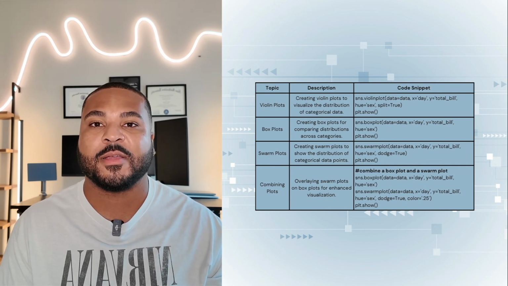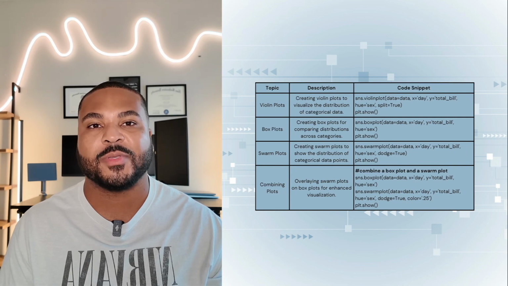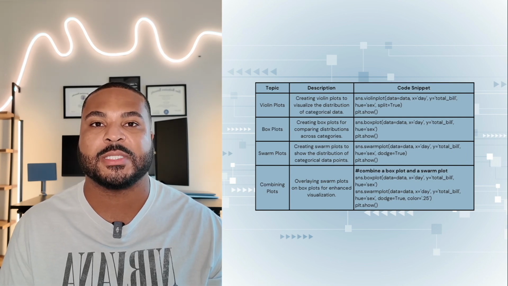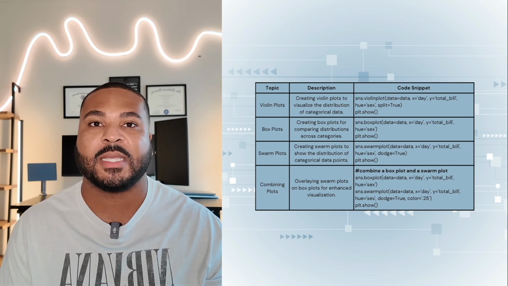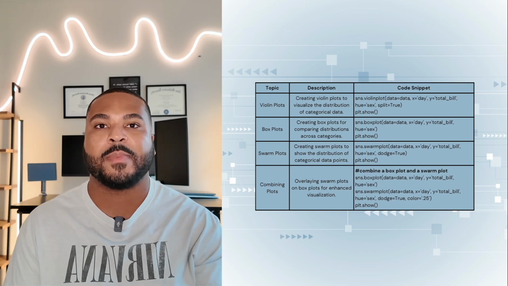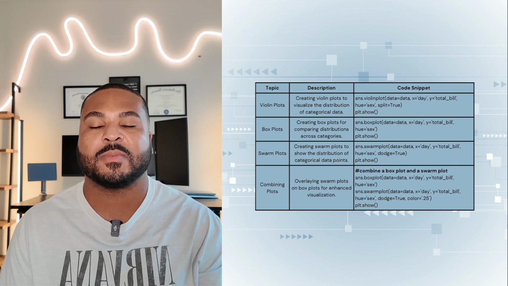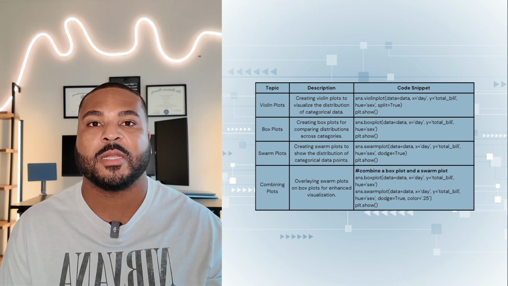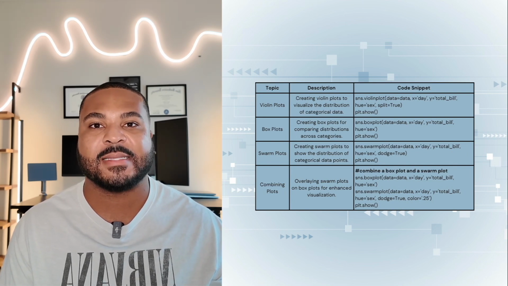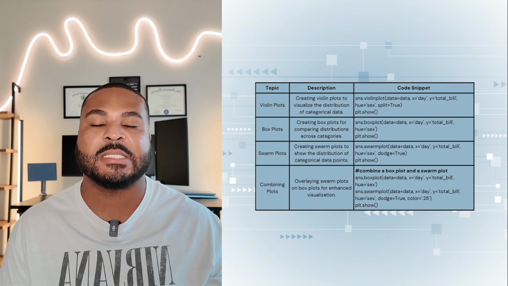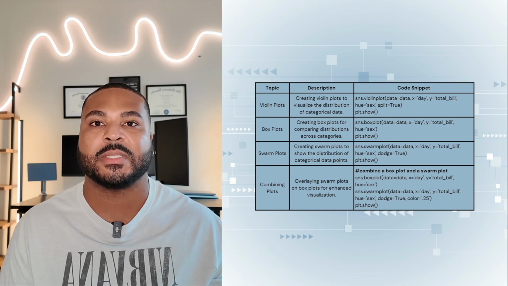Box plots are another effective way to visualize the distribution of data across categories. They display the median, quartiles, and outliers of the data. Let's create a box plot to compare the total bill distributions across different days, split by gender. So this code snippet will generate a box plot where the x-axis represents the days of the week, and similar to the previous one, the y-axis represents the total bill.